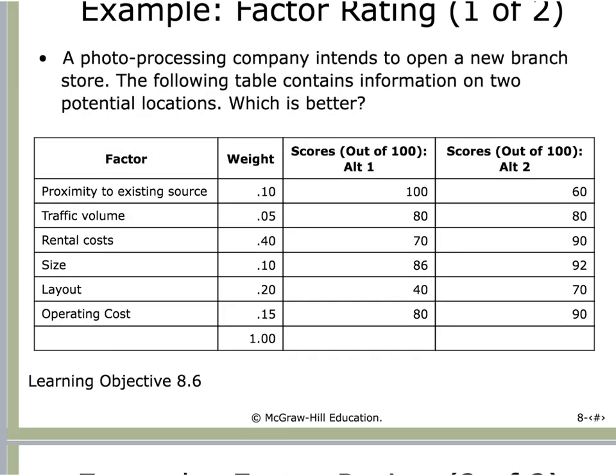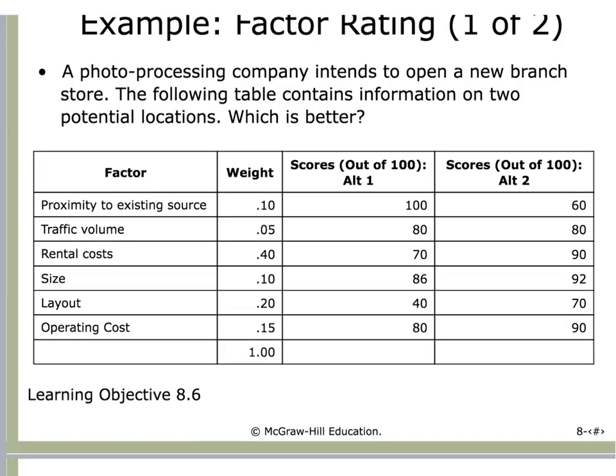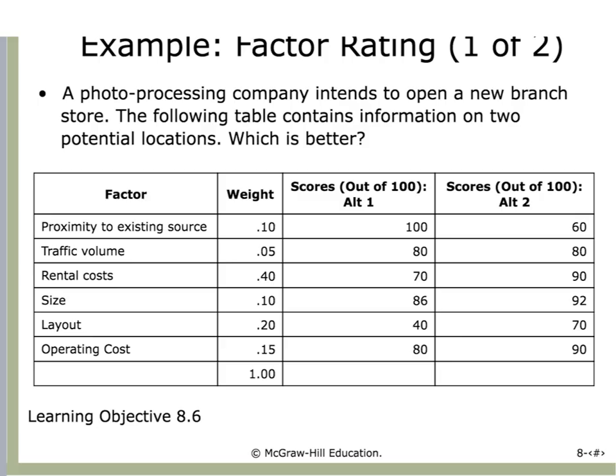Here it says a photo processing company intends to open a new branch store. The following table contains information on 2 potential locations, which is better. So the proximity to the existing store gets a weight of 0.1, meaning it's the least important thing. For a photo processing company, it's not that important to be close to the source location. Traffic volume, not that important because you're just processing photos. You can go somewhere else and get customers to take your pictures, I guess. I'm not sure why that's such a low score.